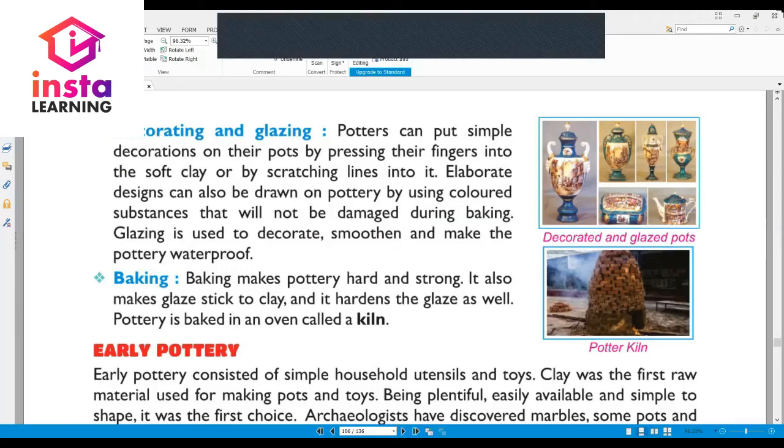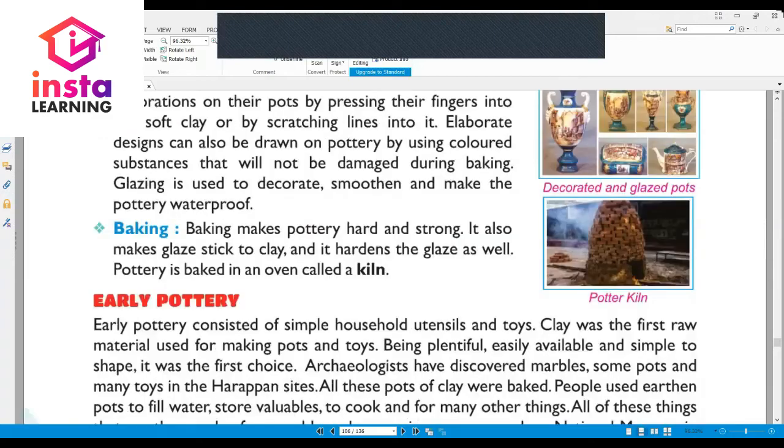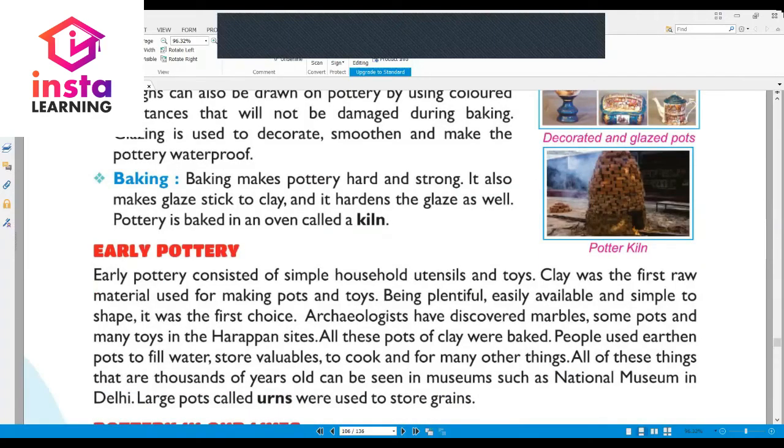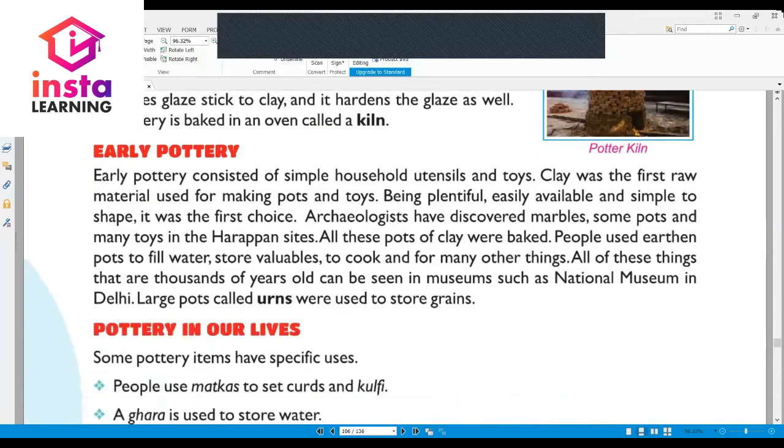Baking makes the pottery hard and strong. It also makes the glaze stick to the clay and it hardens the glaze as well. Pottery is baked in an oven called a kiln. You can see the photo of a potter's kiln here.